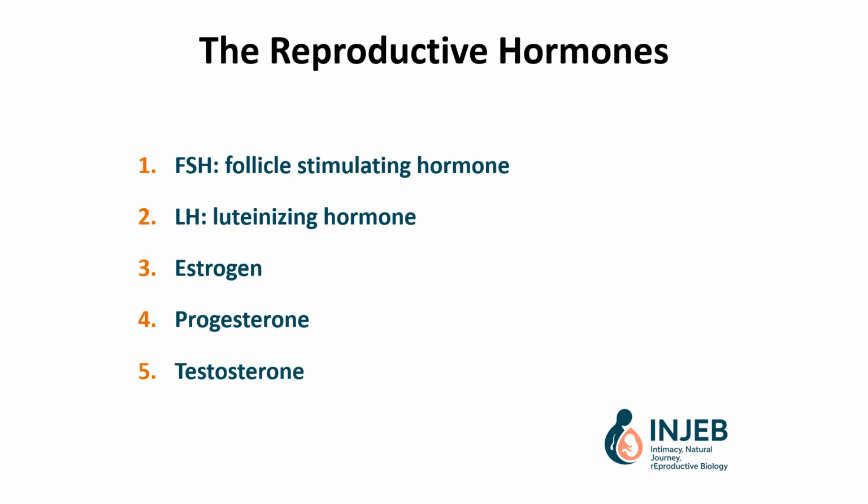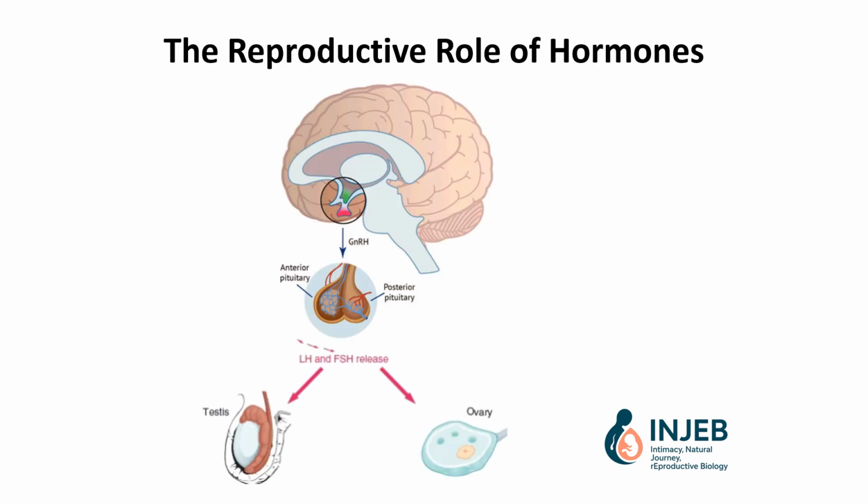Then we have estrogen and progesterone that are female hormones mainly, and testosterone, which is the main reproductive hormone in men, but can exist in different and very lower levels within women. So, the reproductive function of the ovaries is to produce eggs, and the reproductive function of the testes is to produce sperm.